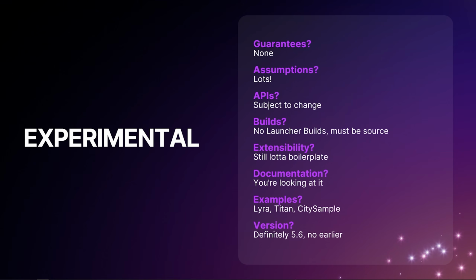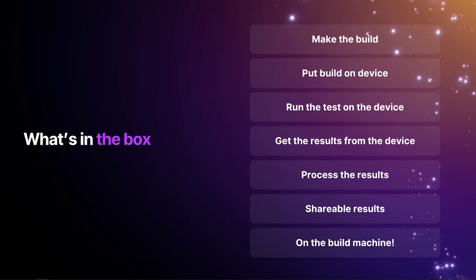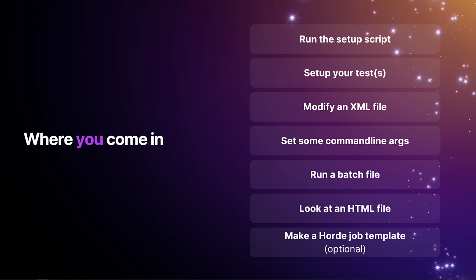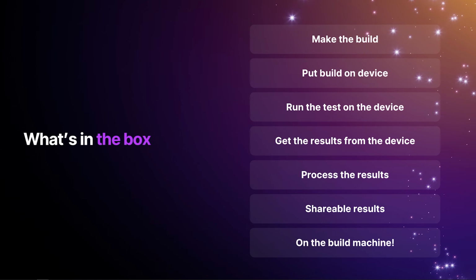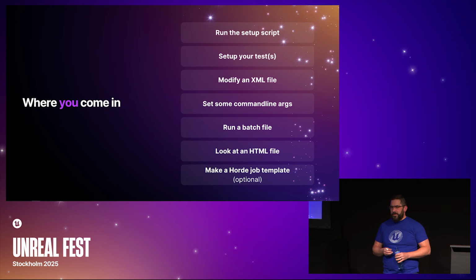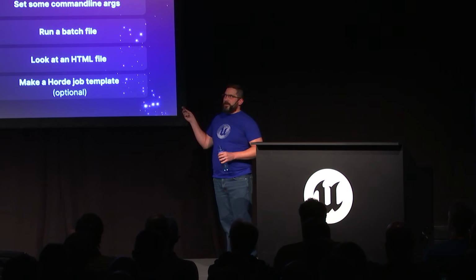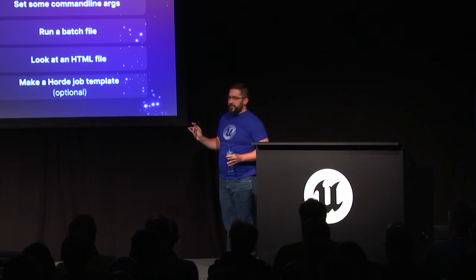Because again, usably experimental. But what comes in the box is a system that makes the build, puts the build on the device, runs the test on the device, gets the results from the device, does a little bit of processing on the results that you can then share, and we can do it all on Horde or whatever build machine you want to use. But here is where you come in. I need you to run a setup script. And I need you to set up your tests. You probably need to modify an XML file and maybe set some command line arguments and run a batch file and look at an HTML file. And you still have to make the Horde job template yourself, but that's optional.